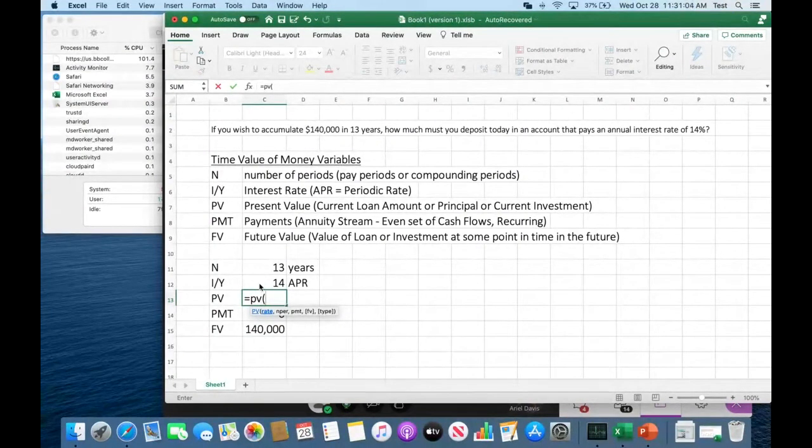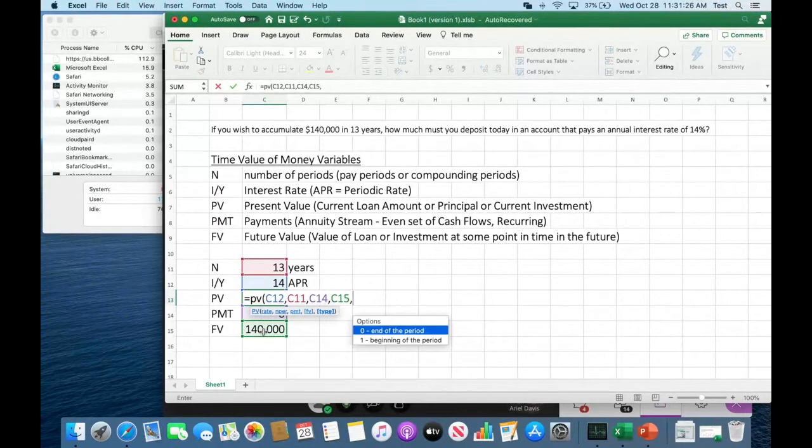Now, what's really neat about this is that we've already defined everything it's asking for. So when it asks for the rate, you're just going to click that cell. When it asks for the number of periods, we're just going to click that cell. When it asks for the payments, you're going to click the payment cell. When it asks for the future value, you're going to click that cell. And when you get to that last option there, unless the problem states that interest is being compounded at the beginning of your periods, which is rare, most often it's not going to state that, we are just going to leave that setting set to 0.